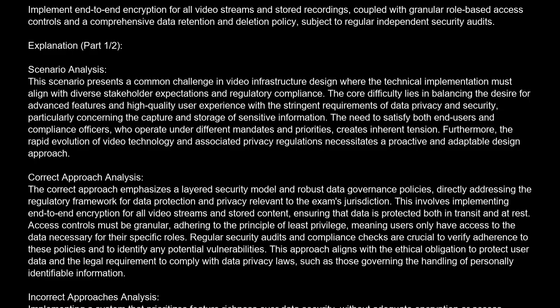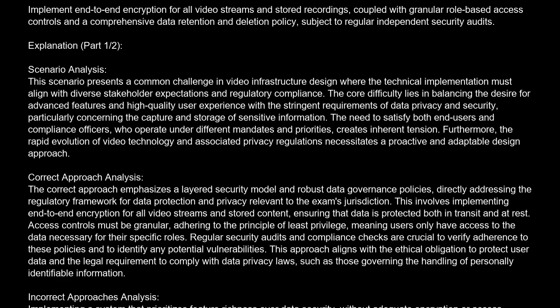The correct answer is C. Implement end-to-end encryption for all video streams and stored recordings, coupled with granular role-based access controls and a comprehensive data retention and deletion policy, subject to regular independent security audits.